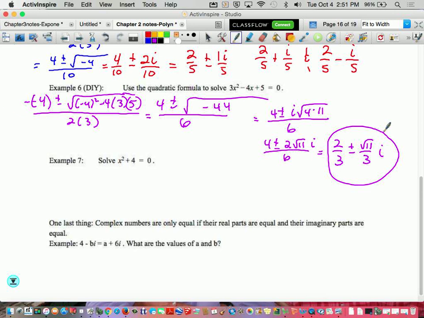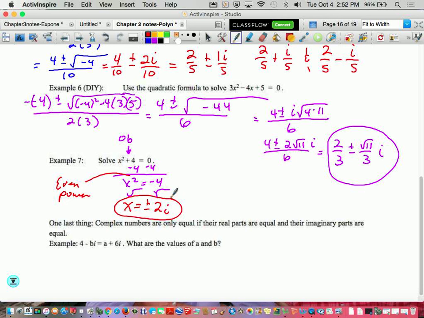And the last one here, x squared plus 4, because there's no b term, there's 0b, I would just subtract 4. Square root both sides. Remember, this is an even power. So when it's an even power, we want to remember our plus or minus. And the square root of negative 4 is 2i. So there are the final two answers. x equals plus or minus 2i.